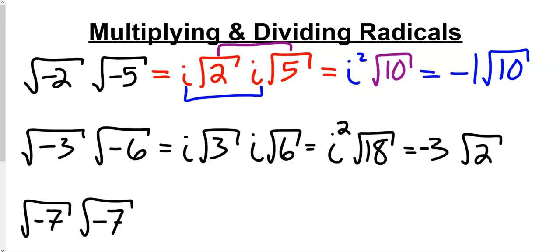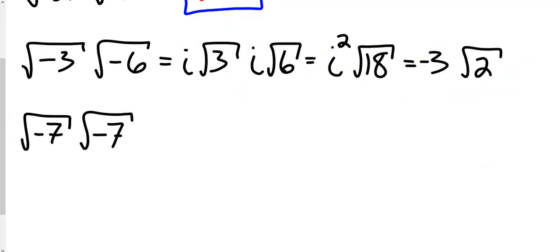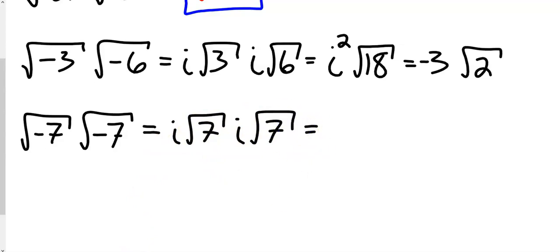And then last but not least, we've got the square root of negative 7 times the square root of negative 7. So again, the i pops out. Square root of 7. The i pops out. Square root of 7. So that gives you i times i, which is i squared. Square root of 7 times square root of 7 just becomes 7. Remember, you're multiplying the same radicals, so the number just pops out. So in the end, we know that i squared becomes negative 1, and negative 1 times 7 is negative 7.